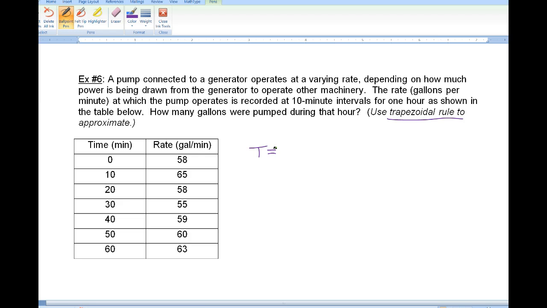0 plus. Okay, what is the height? The height is 10, so it's going to be 10 over 2. And then 58 is used once. 2 times 65. Yep. That's fine. You can write it that way. And then the 63 is used once. So we end up with, I don't know. Double check.